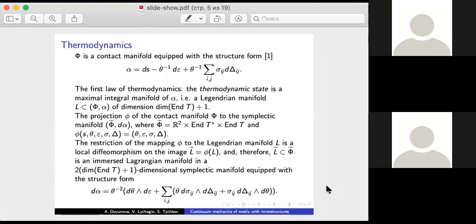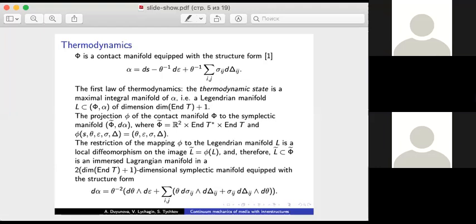The phase space Phi is a contact manifold equipped with the structure form alpha. More details on this topic may be found in the lectures on measurement in thermodynamics. I will give the reference at the end. I will not go into details here. These details may be found in those lectures, so we just use all the constructions from there. It is just a brief enumeration of the facts we need.